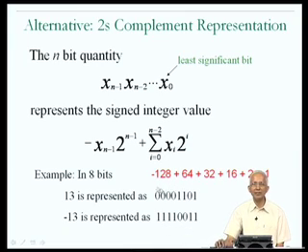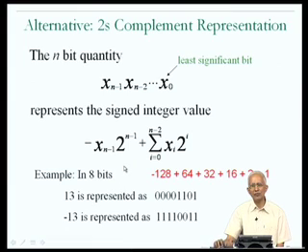So the net result is that in evaluating this using this expression, I find that it's equal to minus 128 plus 64 plus 32 plus 16. Then there's no 8 and there's no 4, but there is a 2 and there is a 1. And when I add this up, what I get is minus 13. So this is an equivalent way to represent signed integers.